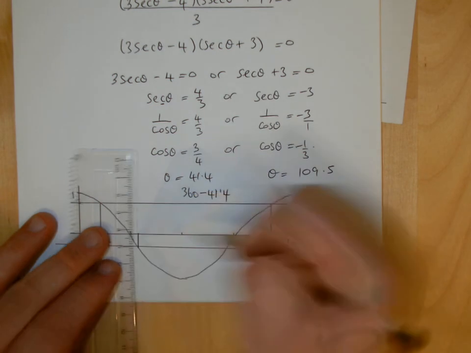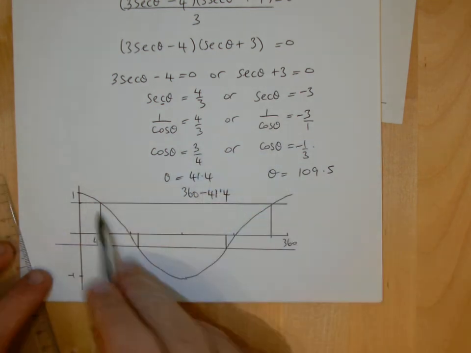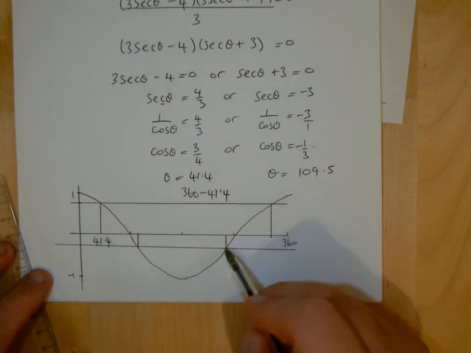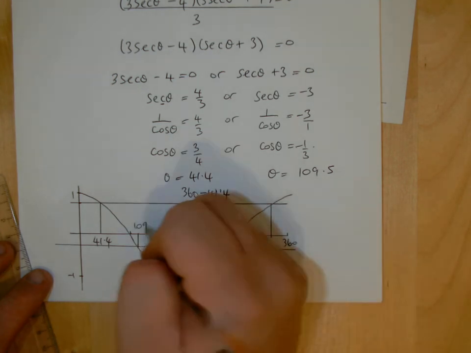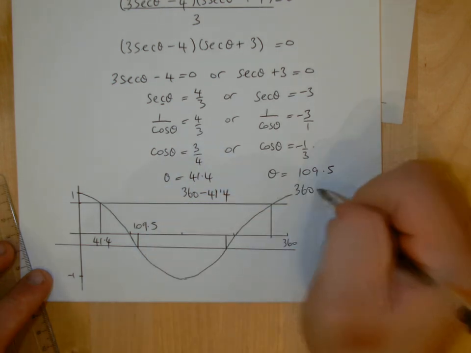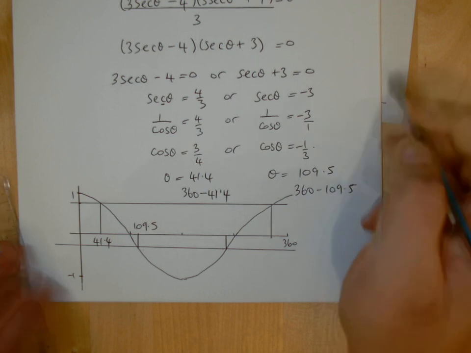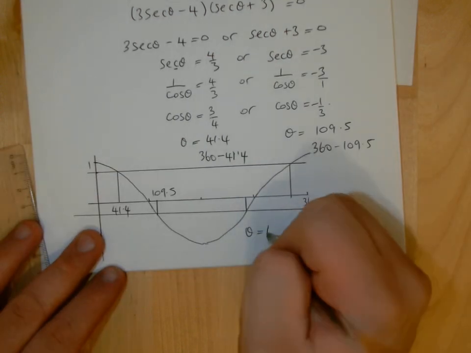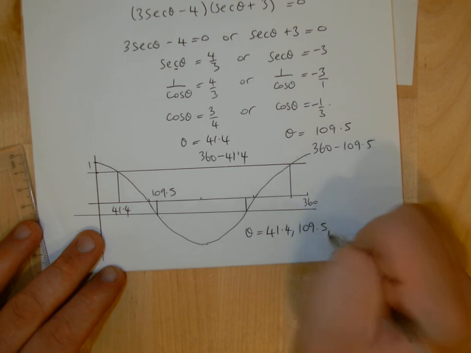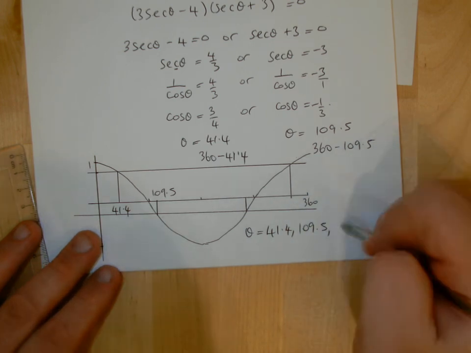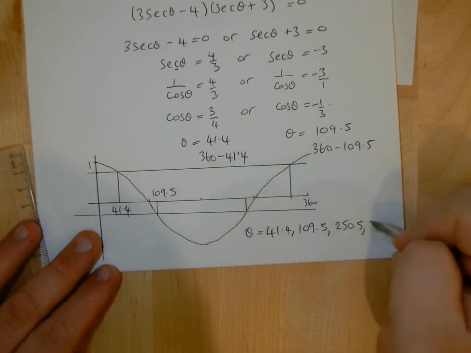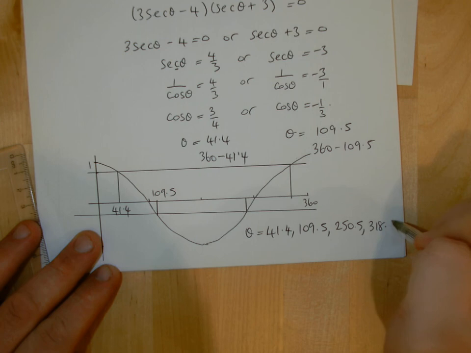We've got 109.5. So you're sloping down to get to 109.5, and it's the same as sloping backwards to get the other result. So here's 109.5. You've got to go backwards from 360, so again, 360 minus 109.5. So our results will be 41.4, 109.5. Take away that, that's 250.5, and take away that, 318.6.